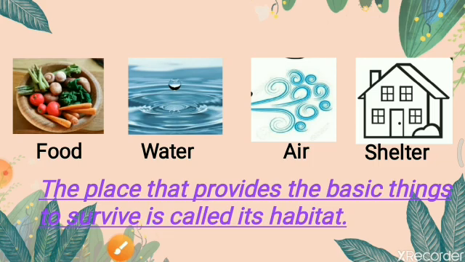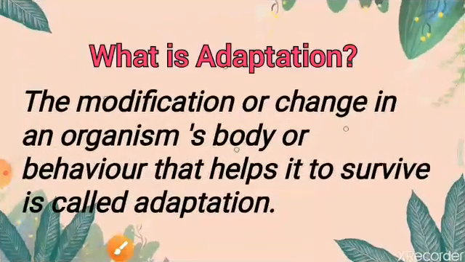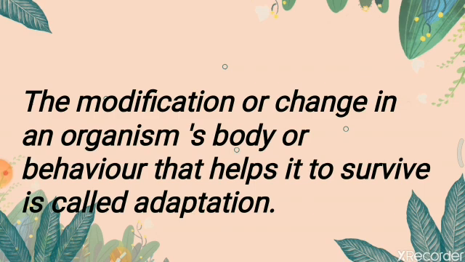Now the next question is, what is adaptation? Kasat, tell me, when the weather gets cold, which type of clothes do you wear? Very good. Woolen clothes. And when it is so hot? Yes, cotton clothes. So those are both ways of adapting to your habitat.